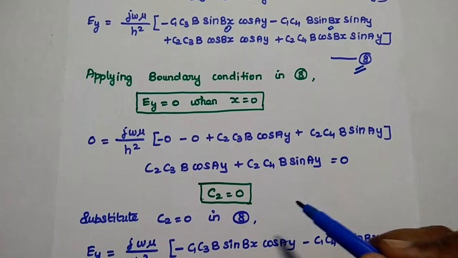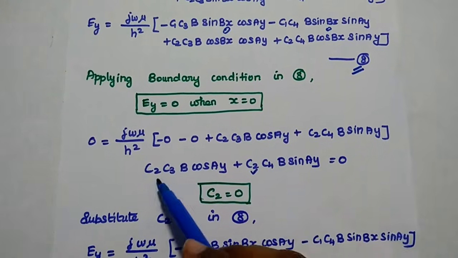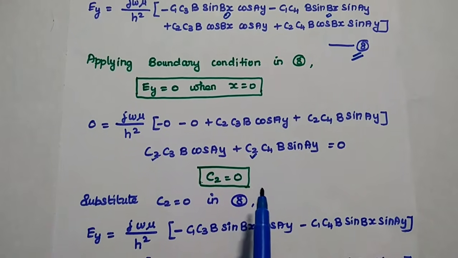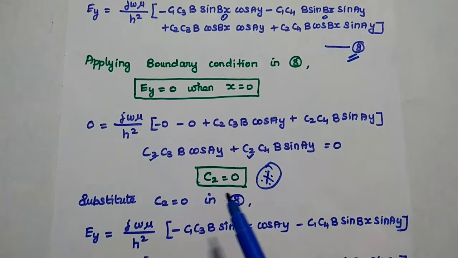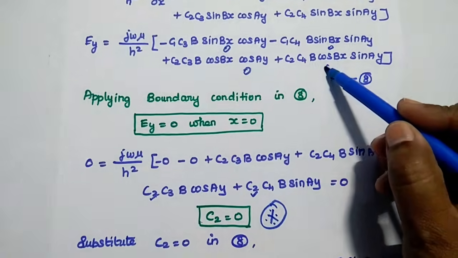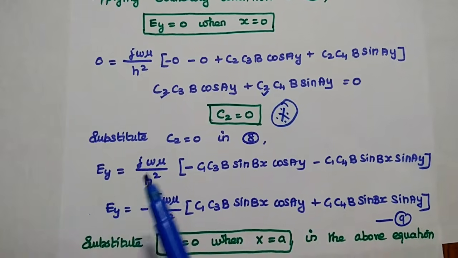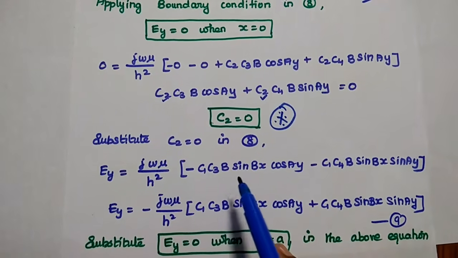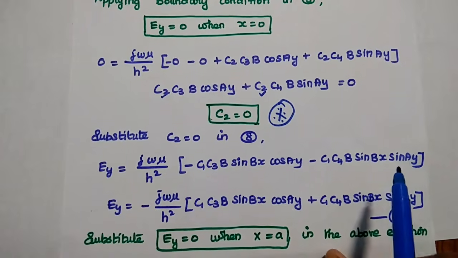So from this, which constant has to be 0 to achieve this condition? Yes, C2. C2 is the constant for both terms. Then we can make C2 as 0. Do you all understand this concept? So here we are going to substitute C2 is equal to 0 in this eighth equation. Then this term becomes 0 and this term becomes 0. Then we can get the value as Ey is equal to j omega mu by h squared, minus C1 C3 B sin Bx cos Ay minus C1 C4 B sin Bx sin Ay.